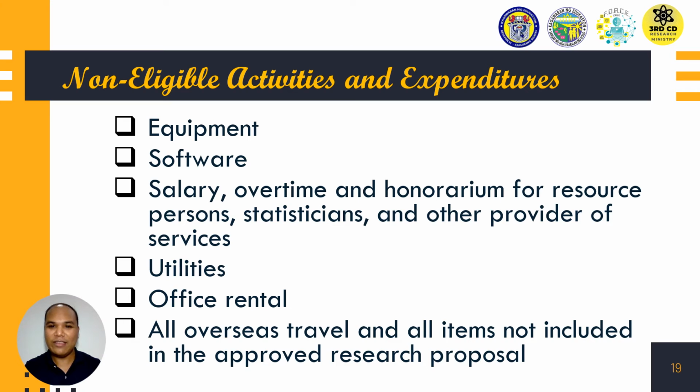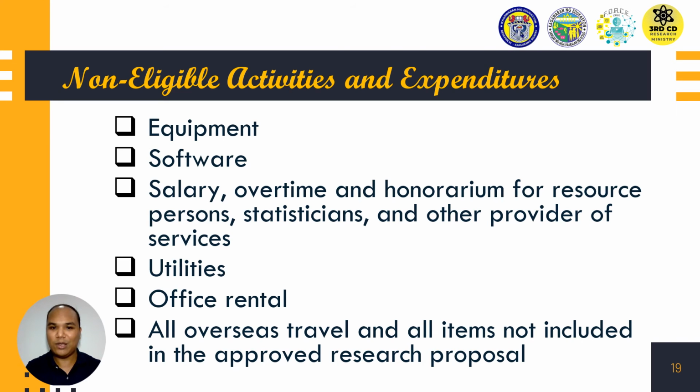Meanwhile, here are the non-eligible activities and expenditures stated in DepEd Order number 43, series of 2015. 1. We have equipment such as laptop, printer, photocopier, Wi-Fi modem, and risograph. 2. We have software such as Microsoft Office, SPSS, premium accounts for Zoom, Canva, and Google Meet. 3. We have salary, overtime, and honorarium for resource persons, statisticians, and other providers of services.